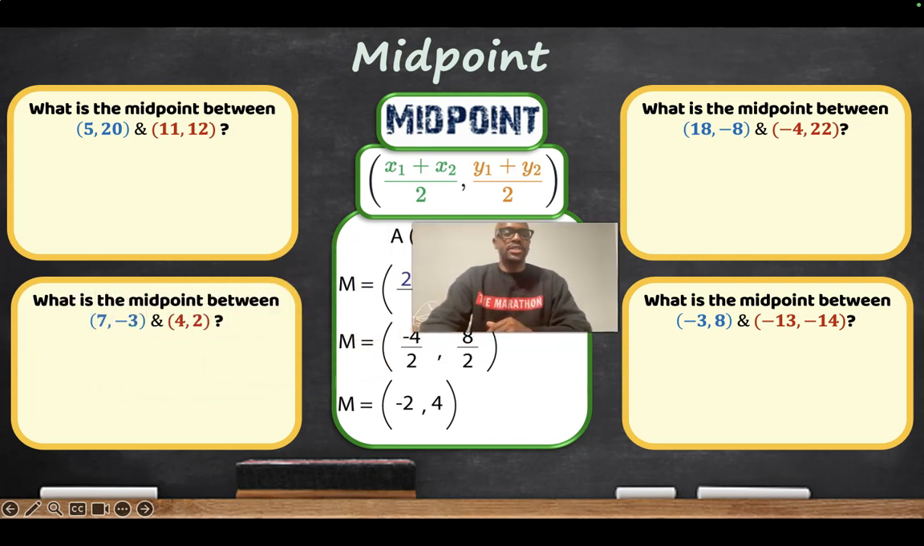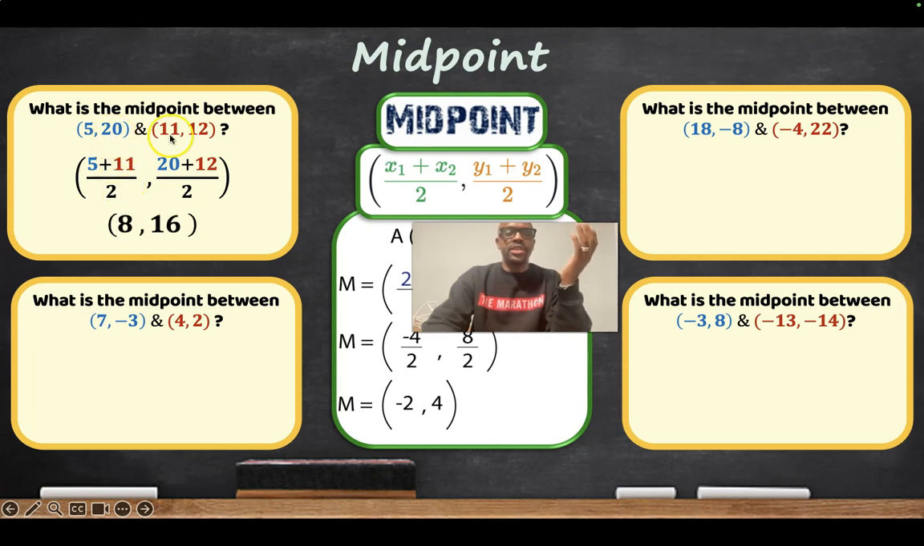So now let's go ahead and look at this first example at the top left. What is the midpoint between 5, 20 and 11, 12? So let's add the x's, which is 5 and 11. Add them together and you get 16 divided by 2, and you get 8. Do the same thing for 20 and 12, which is your y values. 20 plus 12 gives you 32. Divide by 2 and you get 16.